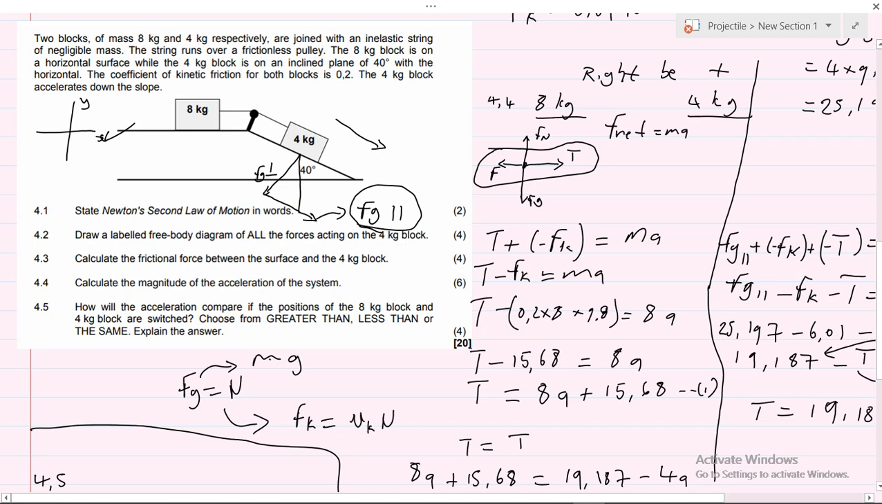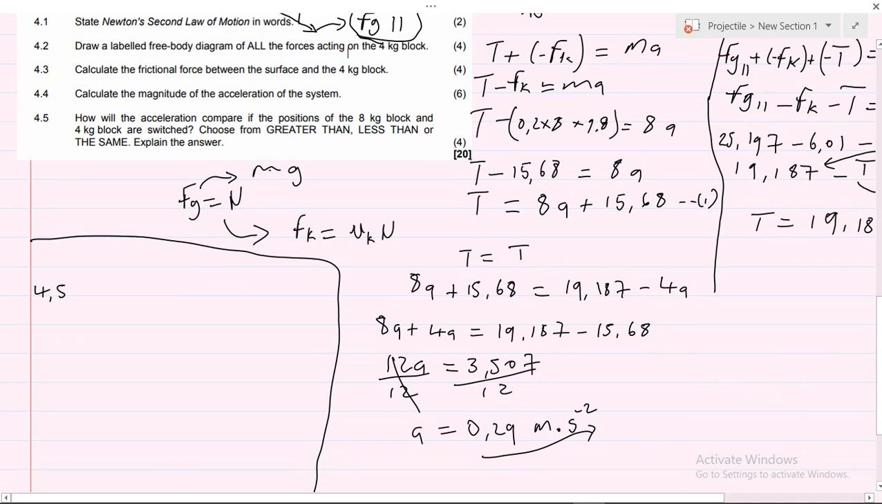So if we bring the bigger block here, it means there is more gravity, so this Fg parallel will be bigger. When it is bigger it pulls the system down more. So it means the acceleration will increase. So our answer should be greater than.